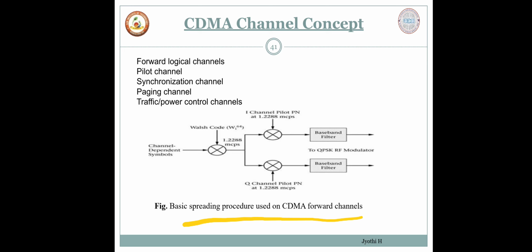Here the input is channel dependent symbols being provided to the Walsh code, and that is given to two channels: one is the I channel and the other is the Q channel. That is the I channel pilot PN sequence at the rate of 1.2288 mega chips per second, and the in-phase and the Q channel are forwarded after getting multiplied with the pilot PN sequences, pseudo noise sequences. That is then given to the baseband filter, and from this it is given to the next stage.